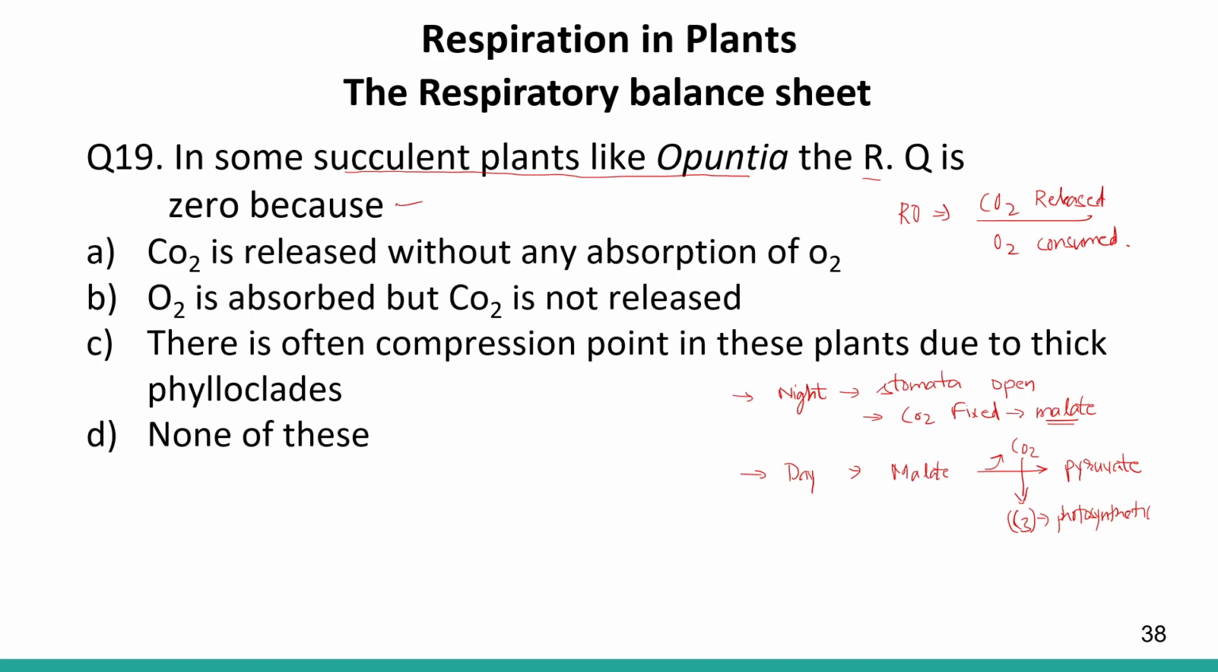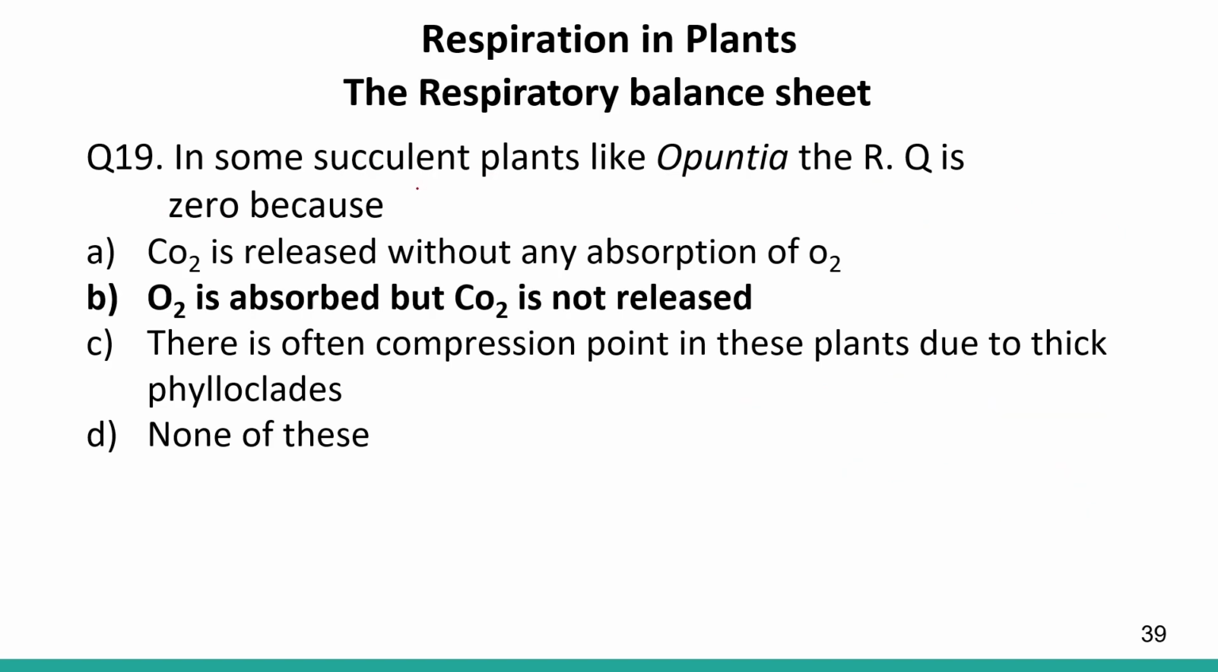So what happens in succulent plants? RQ value becomes 0. So option B is correct. Oxygen is absorbed but carbon dioxide is not released, meaning 0 divided by whatever amount of oxygen. So the answer is 0. There is no carbon dioxide released.